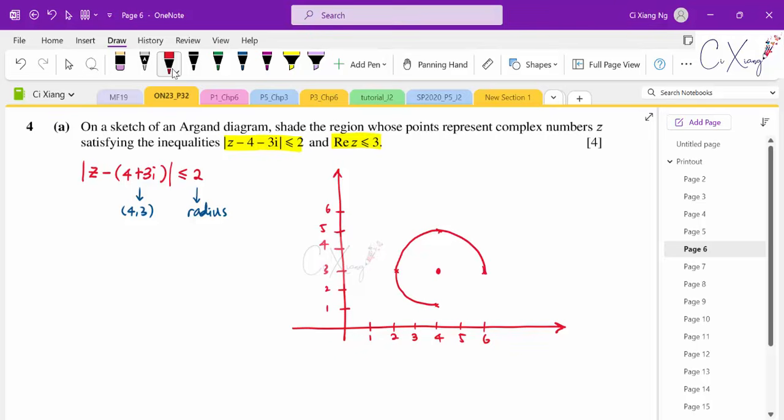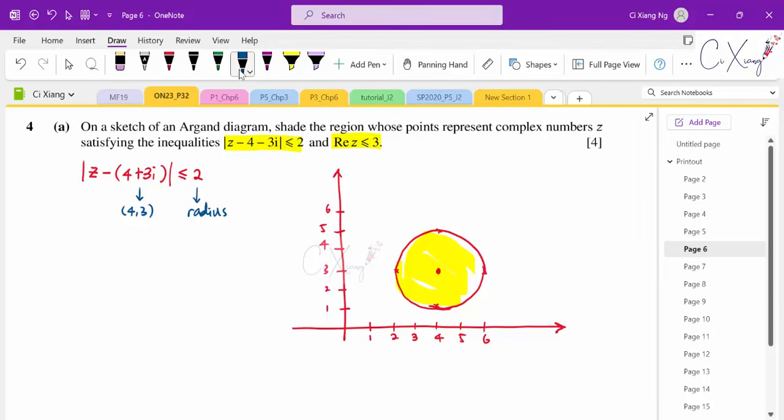My one might not be so circular, so in the exam, try to draw the circle as nicely as possible. Then after the circle, because this inequality says smaller or equal to 2: on the circumference itself, it equals 2, and they are not asking for smaller only, it is smaller or equal to 2. That means by right you should shade the area inside the circle, the whole circle, for this inequality.